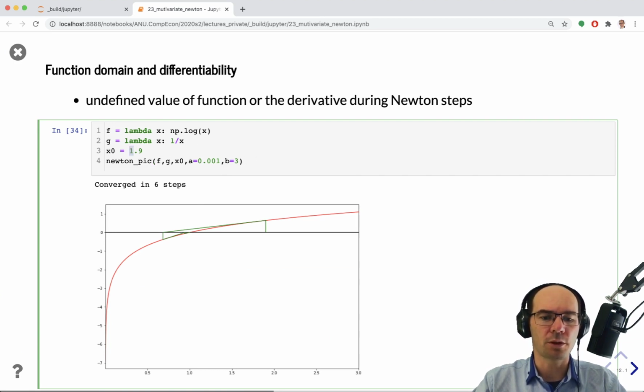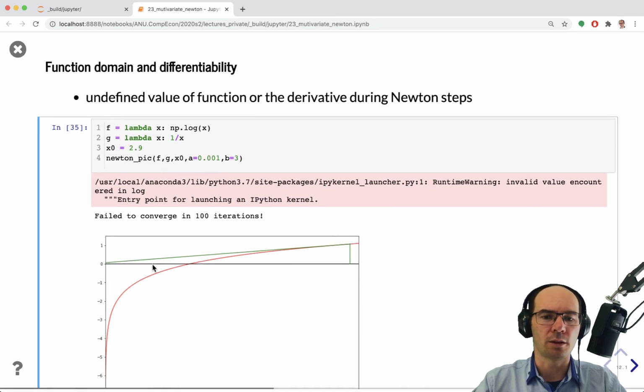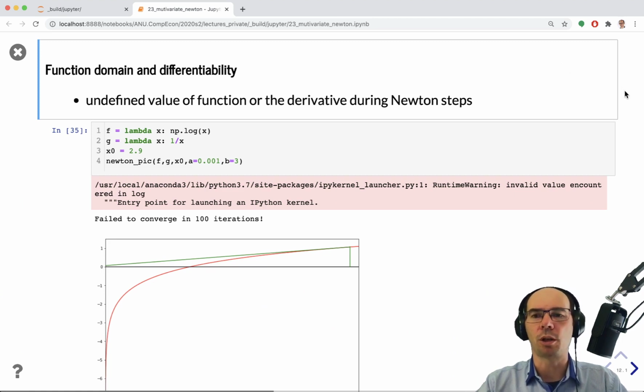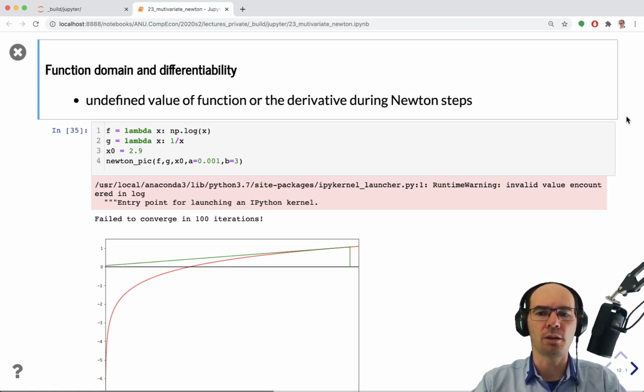But if you start too far, then the first step wants to go to the negative values. That's where the log is undefined, and Newton will basically work with NaNs and run for all of the iterations, having NaNs all over the place, and never converge. And this can be a serious problem in economic applications, as we will see in a future video, the one after the next one.